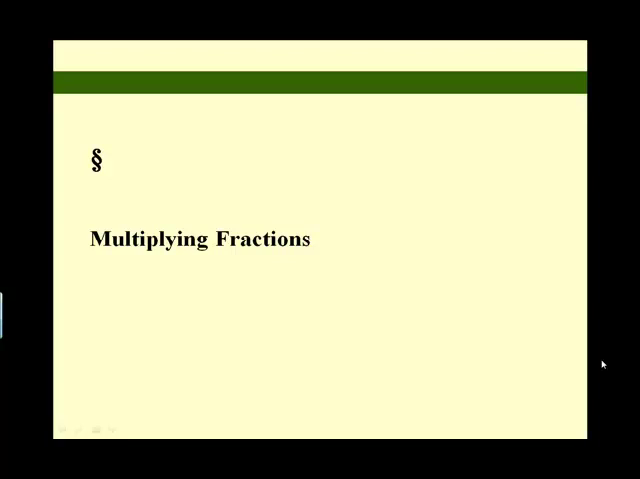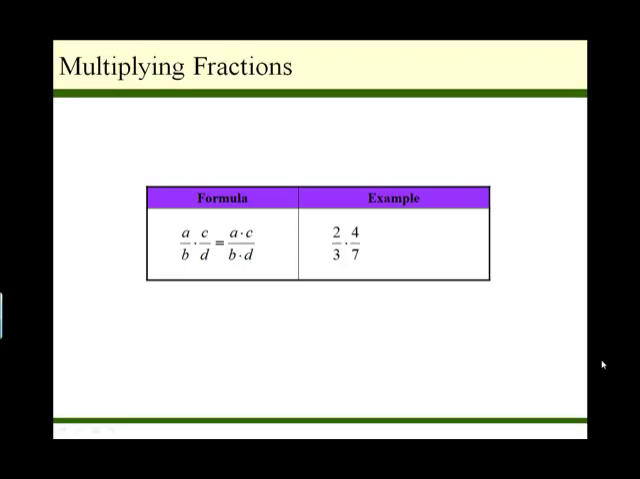Multiplying fractions. The idea behind multiplying fractions is to really just multiply across. And so we have the numerator times the numerator, denominator times the denominator, and we do our multiplication that way. For example, if we have 2/3, we want to multiply that by 4/7.